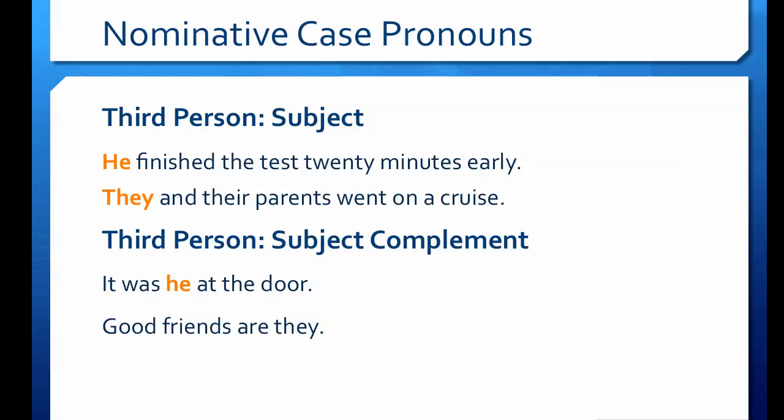Same thing happens in this sentence. Good friends are they. I know it's rare that we would say something like that. Probably would just say they are good friends. But know that you may run into sentences on an assessment that are written in this way because it's testing whether or not you really know the grammar. They needs to take the nominative case form because it is following a linking verb.